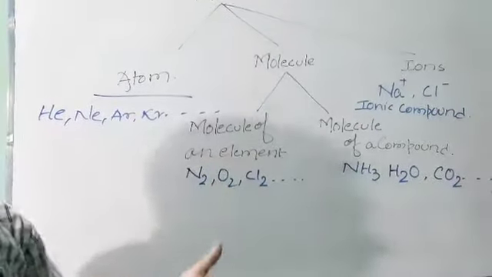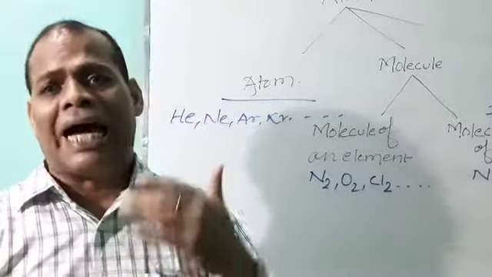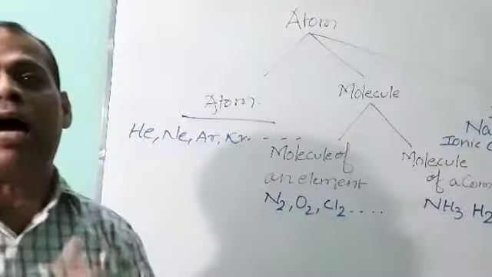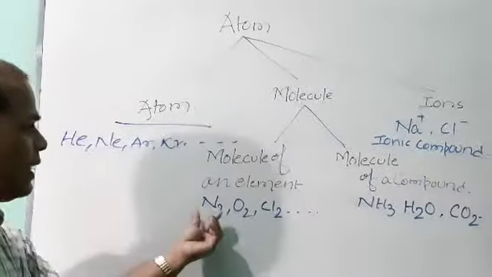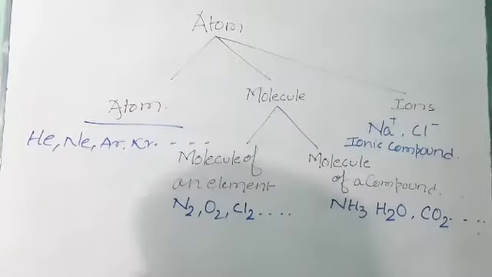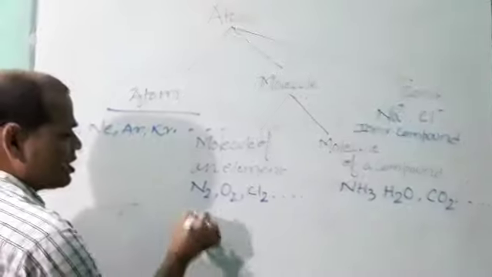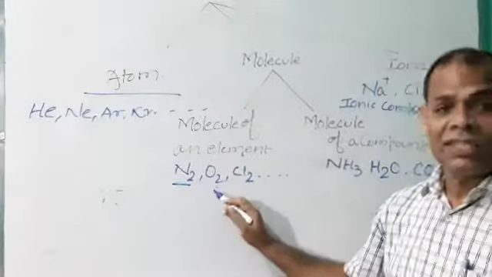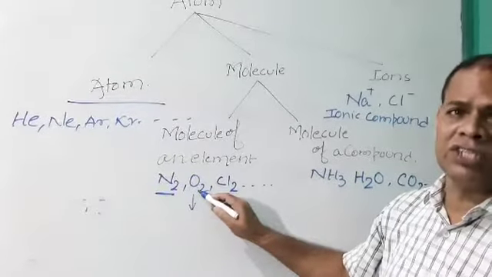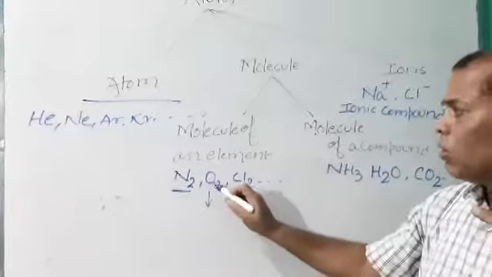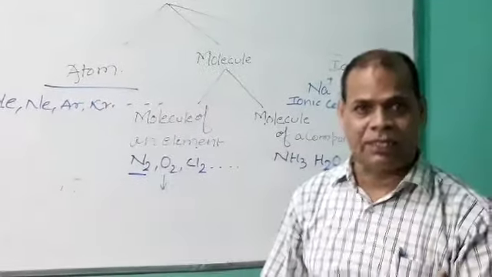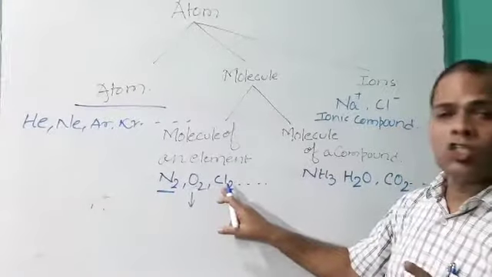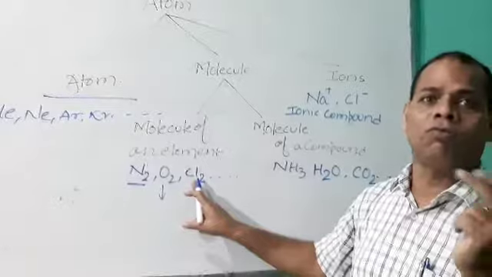When we talk about the molecule of an element, atoms of the same element exist, containing 2 or more similar atoms. Like nitrogen exists in nature not in N form, but in N2 form. Oxygen in the atmosphere exists in O2 form. It means one molecule of oxygen contains two atoms. What does O2 mean? One molecule of oxygen containing two atoms of oxygen. One molecule of chlorine contains two atoms of chlorine.